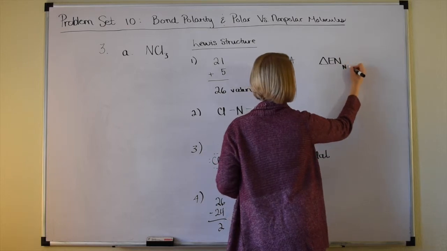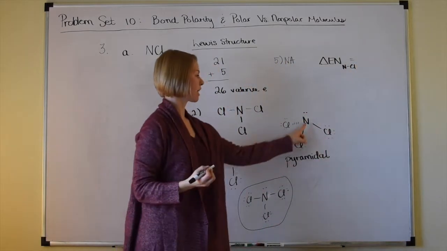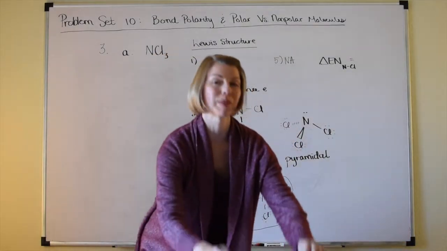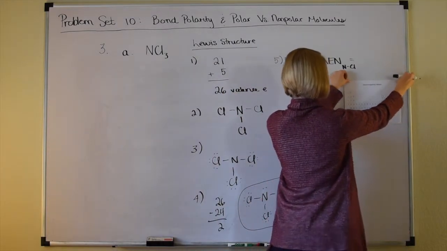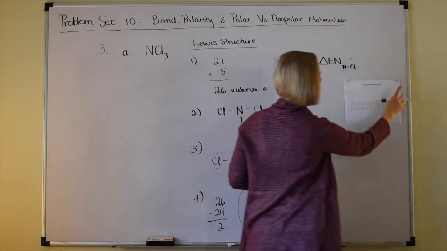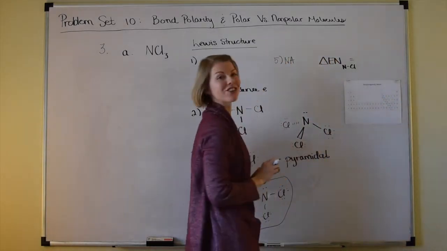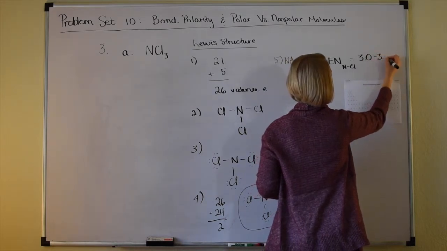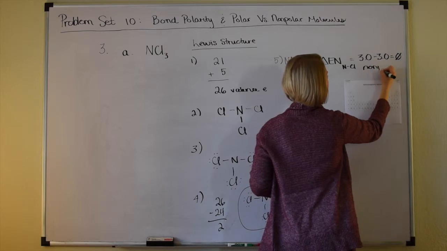All right, now we're ready to analyze the change in electronegativity for a nitrogen-chlorine bond. Notice that they're all nitrogen-chlorine bonds, so we just need to calculate it once. It's going to be the same for each of them. Let's go ahead and put up our electronegativity chart. Chlorine is 3.0. Nitrogen is also 3.0. So we've got 3.0 minus 3.0, 0, nonpolar covalent bond.